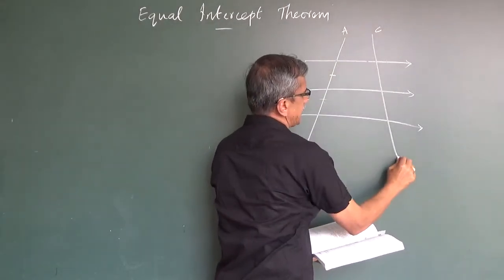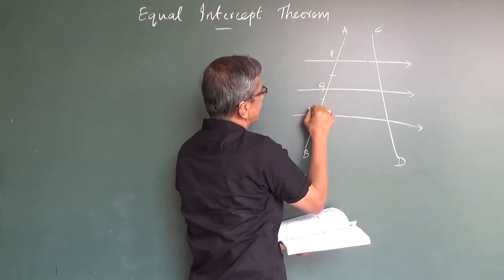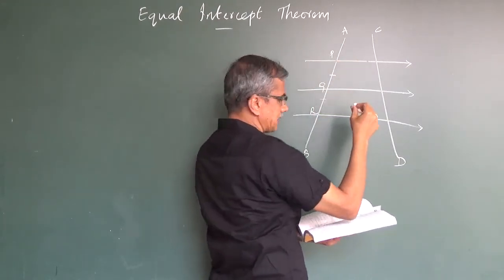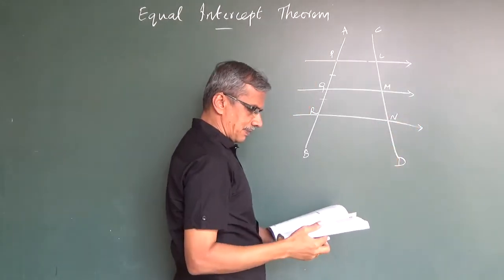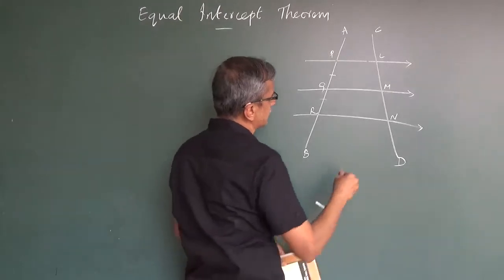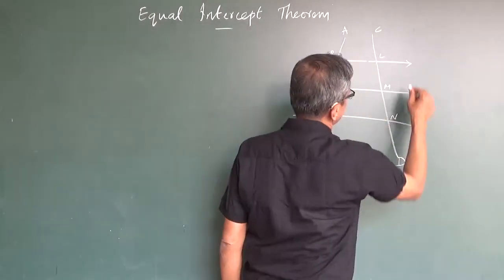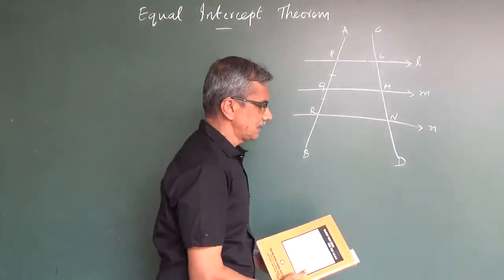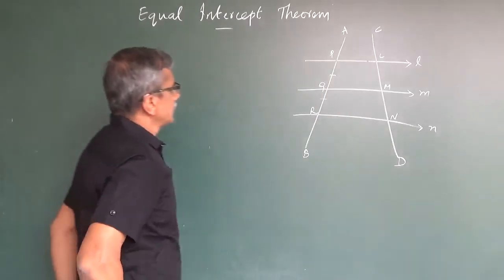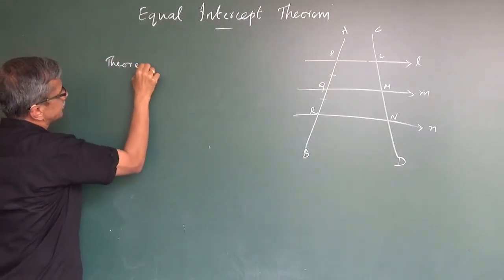A, B, C, D. This is P, Q, R. This is L, M, N. So these are the three lines, L, M, N. So what does the theorem say? The theorem says like this.